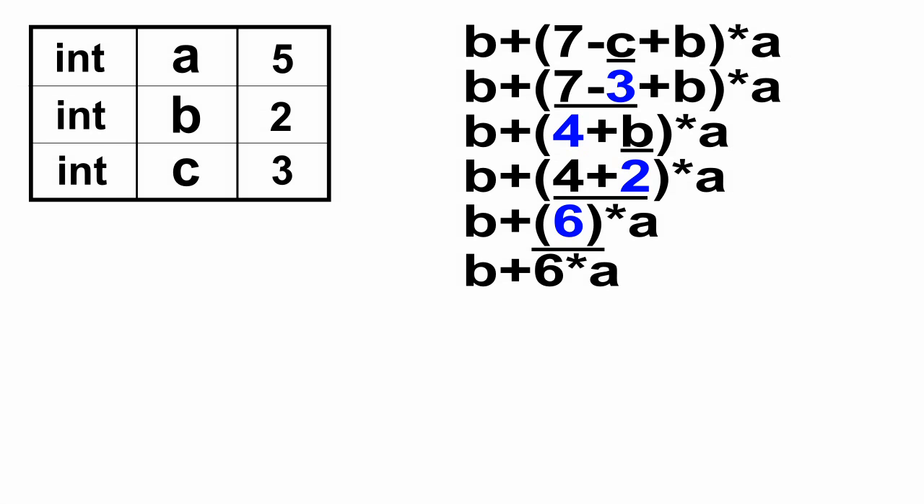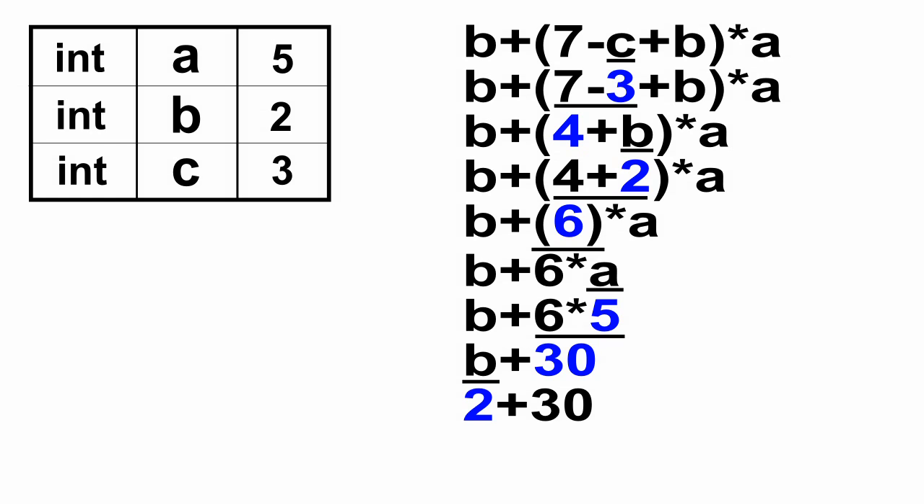Multiplication has a higher priority than addition, which means we need the value for a. That gives us 6 times 5 equals 30, and looking up b again gives us still a 2, so we finally end up with 32. Everything we did in here can be broken down into 5 simple steps.